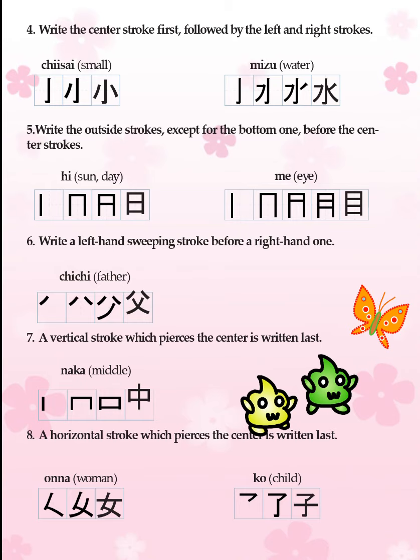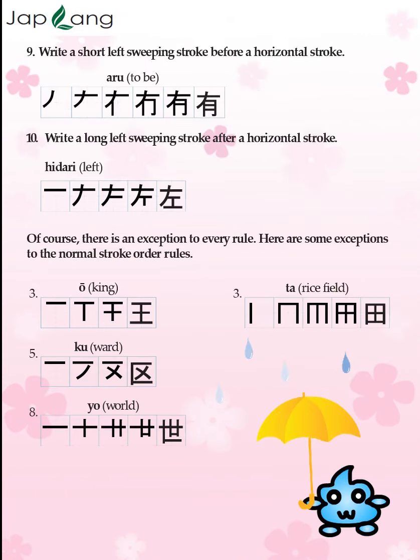You can ignore it if you want, or you can go through the presentation to see the rules for writing the kanji. The fifth rule is to write the outside strokes first. The sixth is the left-hand side sweeping stroke. The seventh is the vertical stroke, and the eighth is horizontal strokes. The ninth is the short stroke. So all these things are strokes. Of course, there are exceptions to every rule, so there are some exceptions in the normal strokes as well.